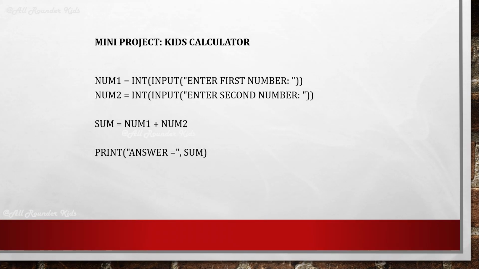Mini project, kids calculator. Number 1 equals int, input, enter first number. Number 2 equals int, input, enter second number. Sum equals number 1 plus number 2. Print, answer equals sum.